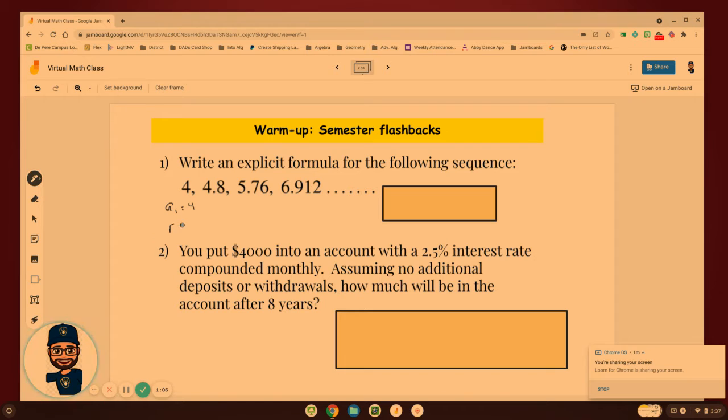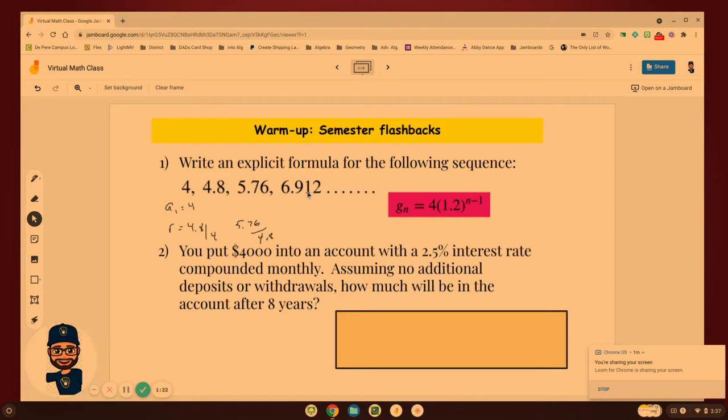The R value, we can do 4.8 divided by 4. And then we want to double check, is that the same as going from 4.8 to 5.76? It should be. We should get the same for both of them, meaning here is our general explicit formula. The G of any number in that geometric sequence is 4 times 1.2 to the power of n minus 1. Okay, one less than what we're looking for.